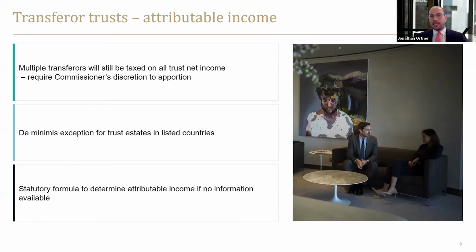The other is that there's a de minimis exception for trust estates in listed countries, but this hasn't been updated since 1991. So in essence, if a listed country trust estate has less than $20,000 of attributable income, the relevant taxpayer is not required to include that in their assessable income. But, I don't know how relevant that is these days. And finally, if there's no information available to determine the attributable income, then there is actually a statutory formula available, but that can result in some pretty adverse consequences based on how it works on a compounding basis.